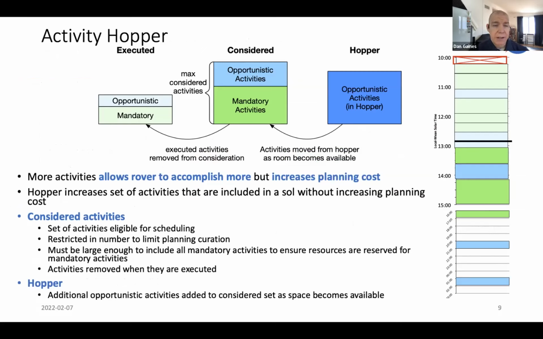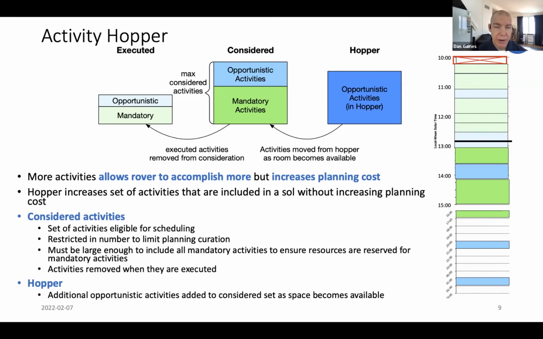And then another thing, obviously, that impacts how long it takes to generate a schedule is how many activities are considered in that scheduling cycle. And so we have to have a limitation on how many activities operations can ask the system to work on. And we called that the considered set. So for example, we might limit it to say 40 activities.